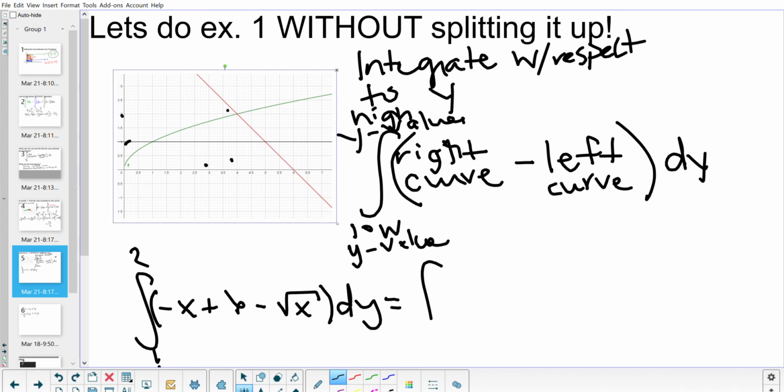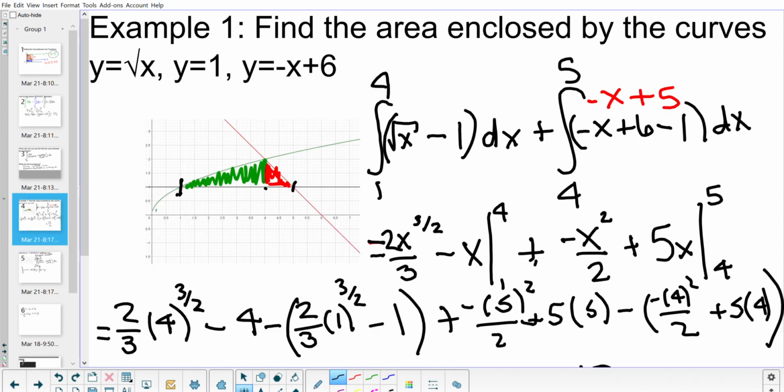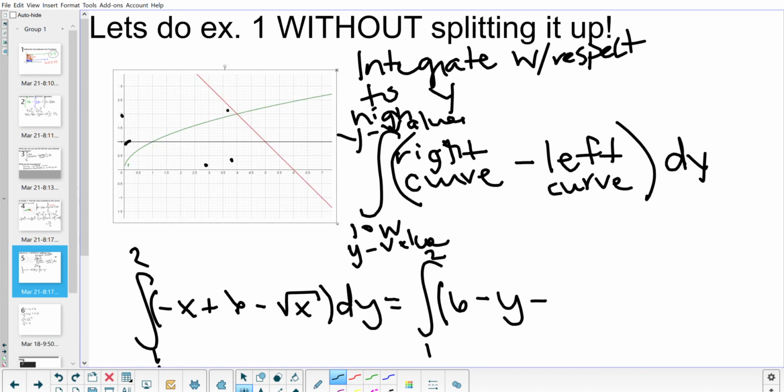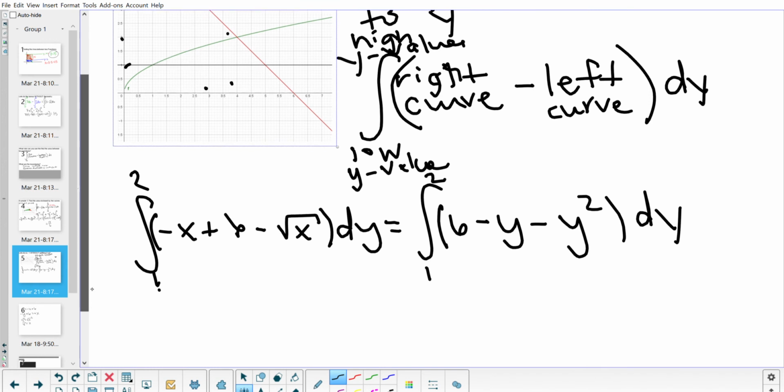So I'm going from 1 to 2. I've got 6 minus y minus, and then what does y equals the square root of x look like if I want it to be in terms of y? So I square both sides. x is equal to y squared. So minus y squared. Now I am ready to integrate. I'm ready to actually take the antiderivative. Everything about my antiderivative is in terms of y.